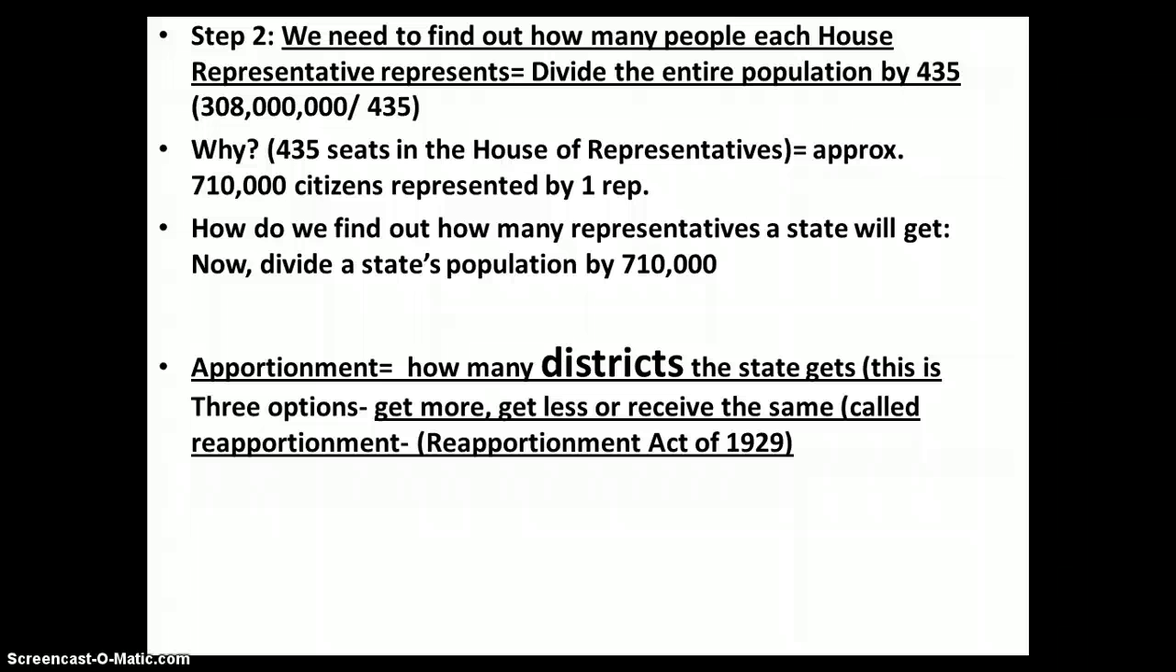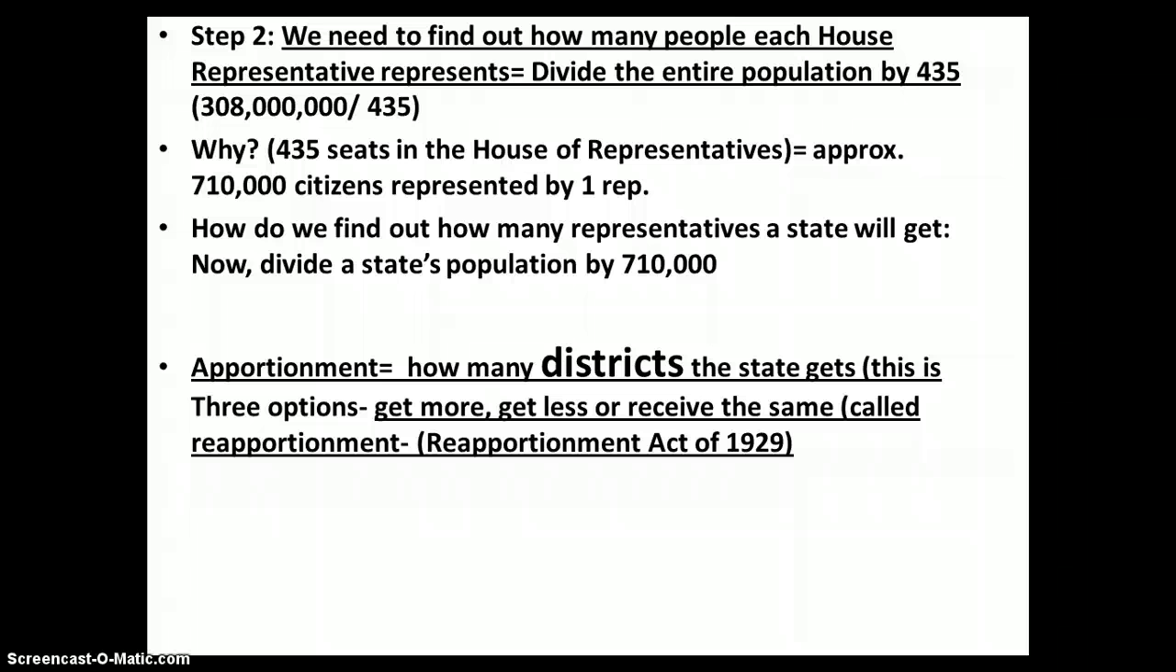Now, after apportionment has been determined, three things can happen. A state can either get more House representatives, they can get less House representatives, or the amount of House representatives will remain the same. A state would get more if there were massive migrations to the state. They would get less if people left the state, moved out of the state, or lots of people died within the state. Or they would receive the same if the population didn't change at all in the last 10 years. This process of getting more, getting less, or receiving the same is called reapportionment.